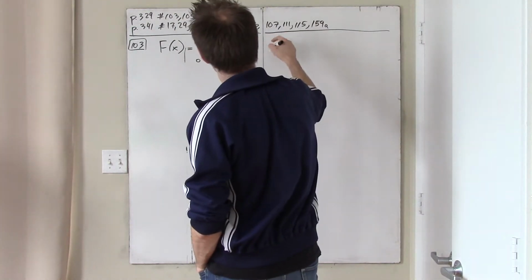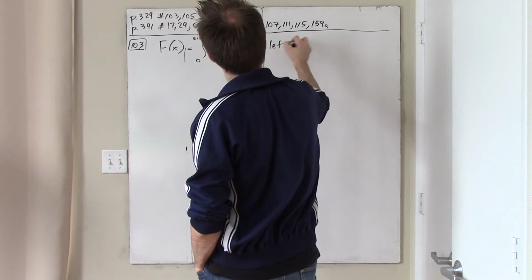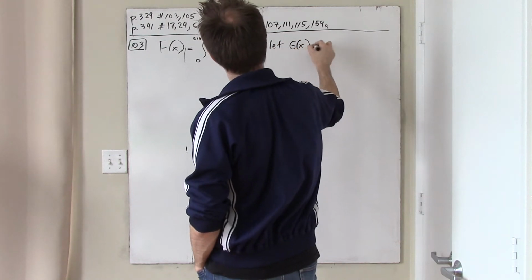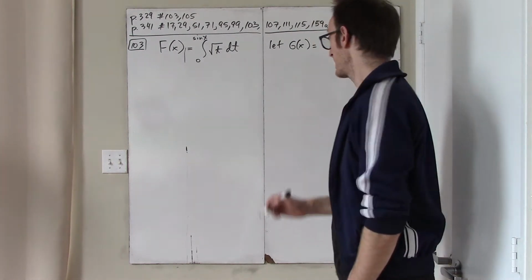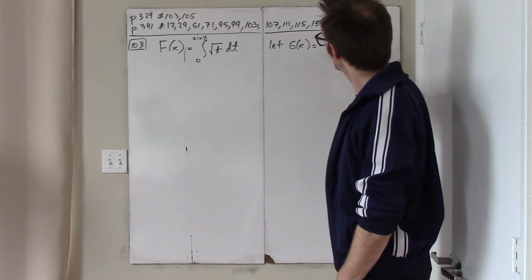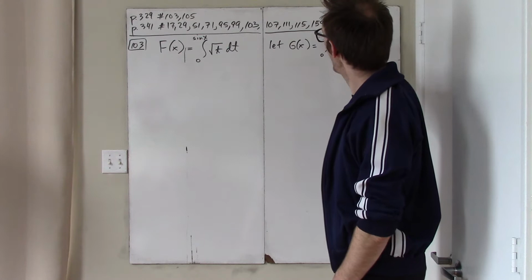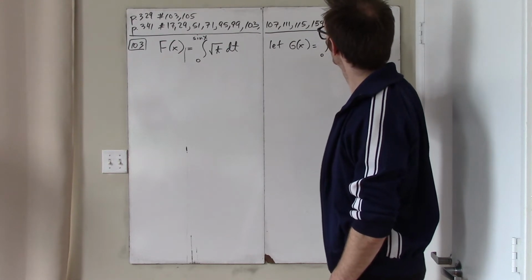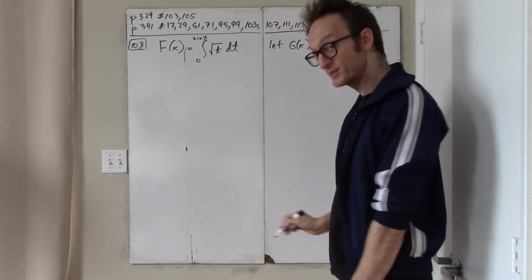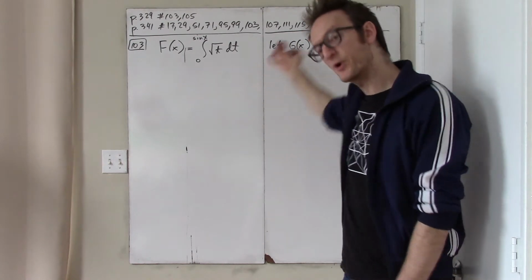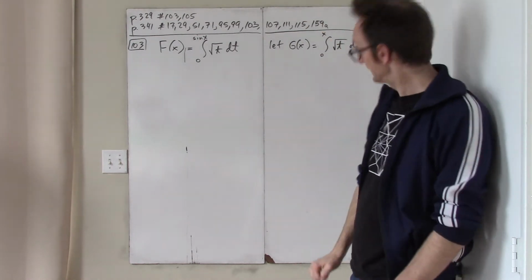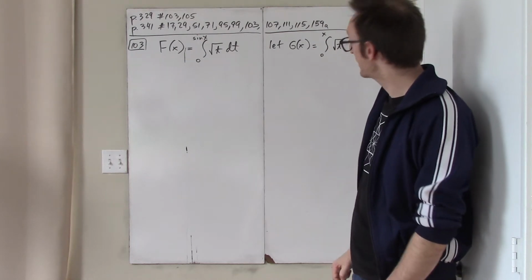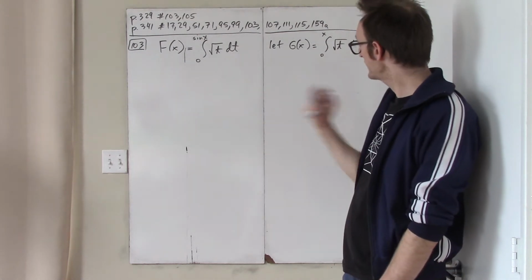Okay, so I think the way to master this is to define a new function g, which is a little bit simpler. What is g? Let's let g be the integral from 0 to x of root t dt. Alright, that's already pretty complicated. This is what people call these accumulator functions. I believe they should be called integral functions because they are functions which output integrals.